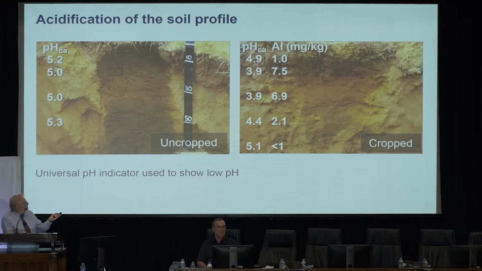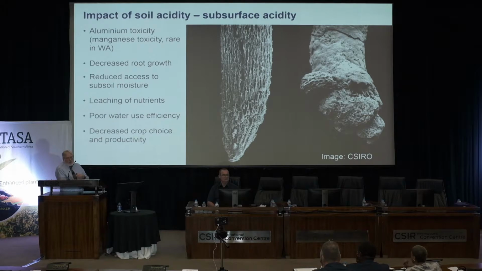What that means in our soils is that we get an increase in aluminium in the soil solution, and that is toxic to plant roots. And my whole story revolves around removing that aluminium toxicity to allow roots to grow deeper into the profile to access moisture and nutrients. I think that's the overriding factor that we're looking at in terms of managing acidity.